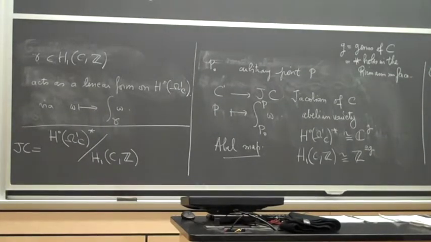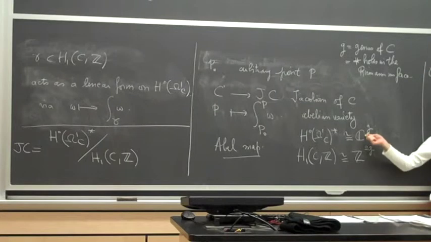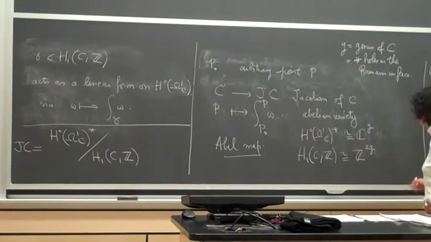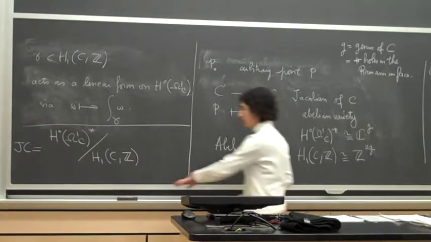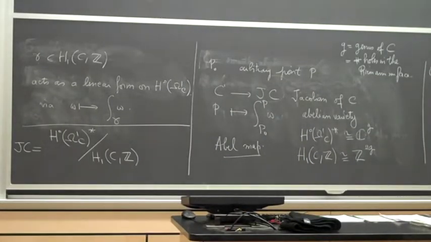Okay? So what you're doing here, you have a complex space of dimension g, real dimension 2g, and you're modding out by what we call a lattice. So this is an abelian subgroup here of maximum rank. And so the quotient, when we take that quotient, it's going to be what we call a complex torus. In this case, it's an abelian variety because it's actually an algebraic variety. You can prove that.